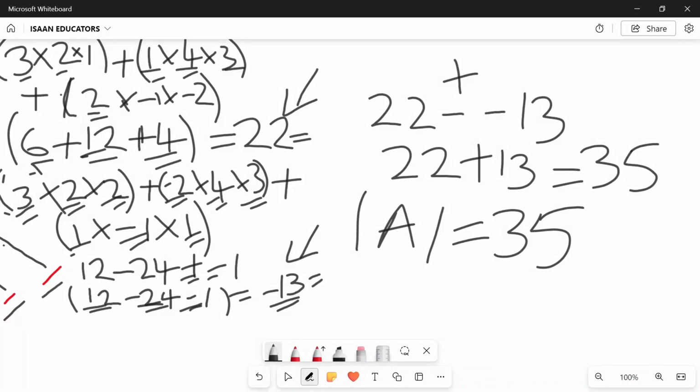So basically that is how you can calculate the determinant of a 3 by 3 matrix using the artistic method.